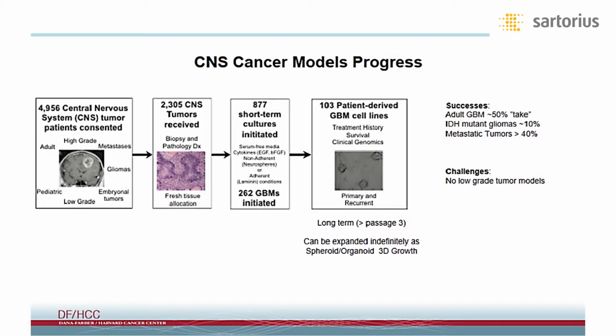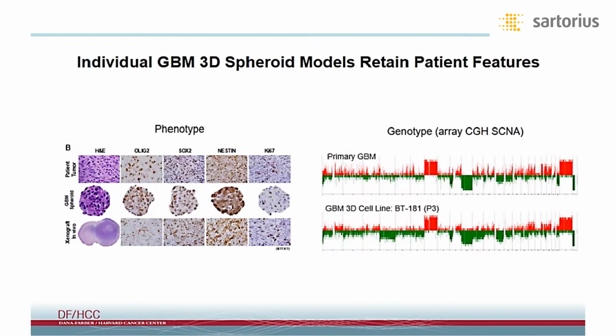And so overall for this program, it's just important to note that only about half of adult GBM patients are able to be taken in an organoid or spheroid type model. And IDH mutant gliomas, for instance, a very interesting subtype of mutant gliomas, only about 10% of certain genotypes like that would be sometimes able to be propagated within cultures. Metastatic tumors tend to have a higher rate, about 40% success, but depend greatly upon which type of metastatic tumor you're studying. And I do like to highlight that no low-grade tumor models are able to be derived from brain tumors at this point in our hands.